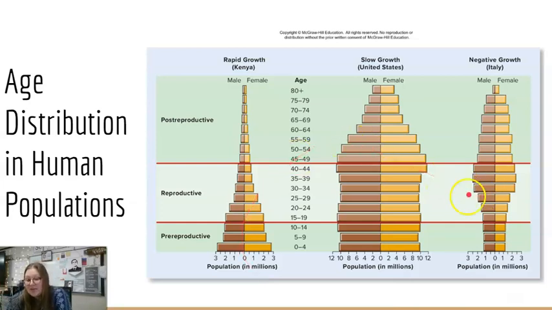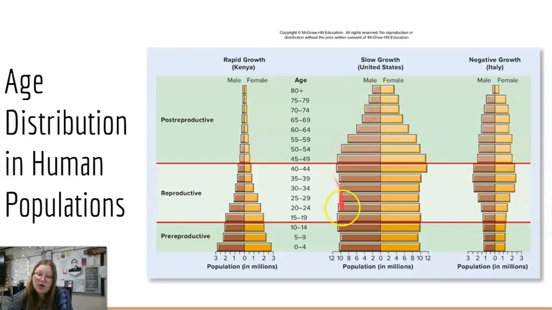In Italy, it's going to be the opposite. Most of their population is in post-reproductive and upper reproductive age. But if we look at their pre-reproductive age down there, it's very, very small. Those individuals most likely are not going to reproduce enough to match the width of this here. It's going to be fewer babies.